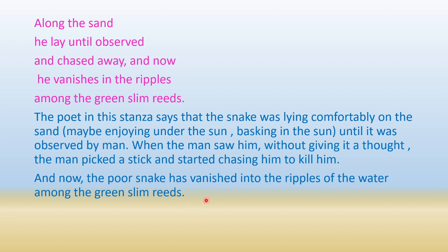And now the poor snake has vanished into the ripples of the water among the green slim reeds. So the poet now says that the snake luckily has vanished. It has reached a safe place, has vanished into the ripples of the water among the green slim reeds. So this is the poem.